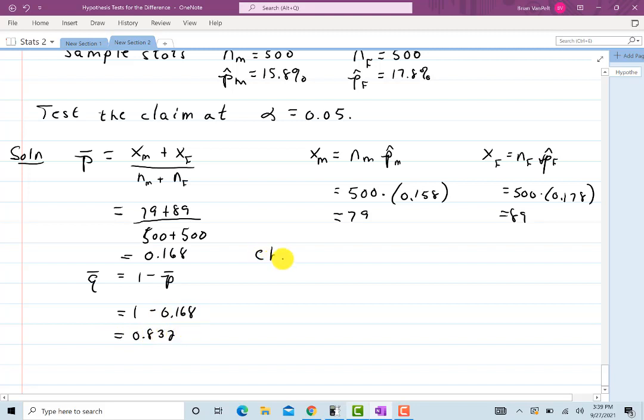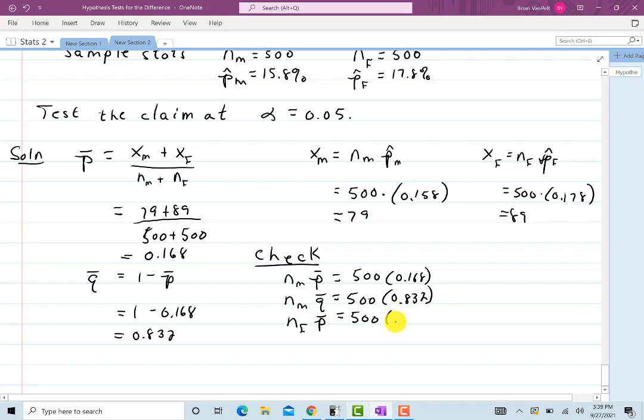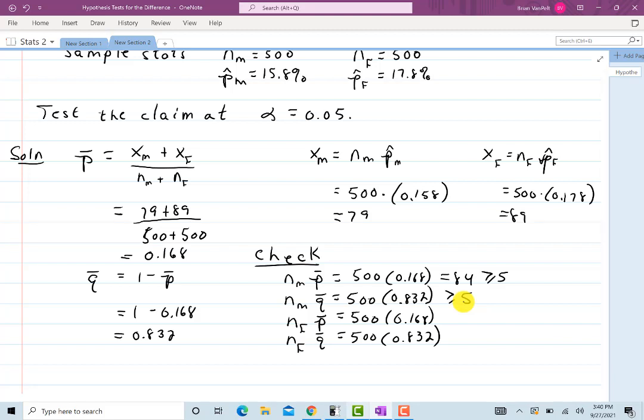Now let's check the inequalities. So I need to do N M times P bar. That'll be 500 times 0.168. N M Q bar, that'll be 500 times 0.832. N F P bar will equal 500 times 0.168, and N F Q bar would be 500 times 0.832. Hopefully you see that you only have to try one of these things and the rest of them will fall out. So let me do 500 times 0.168. I get 84, and that's greater than or equal to 5. I think you can tell the next one is greater than or equal to 5. It's going to be bigger than the first one I did. And I don't need to check the other two because it's the same exact numbers that I just checked. So everything is greater than or equal to 5 as needed.